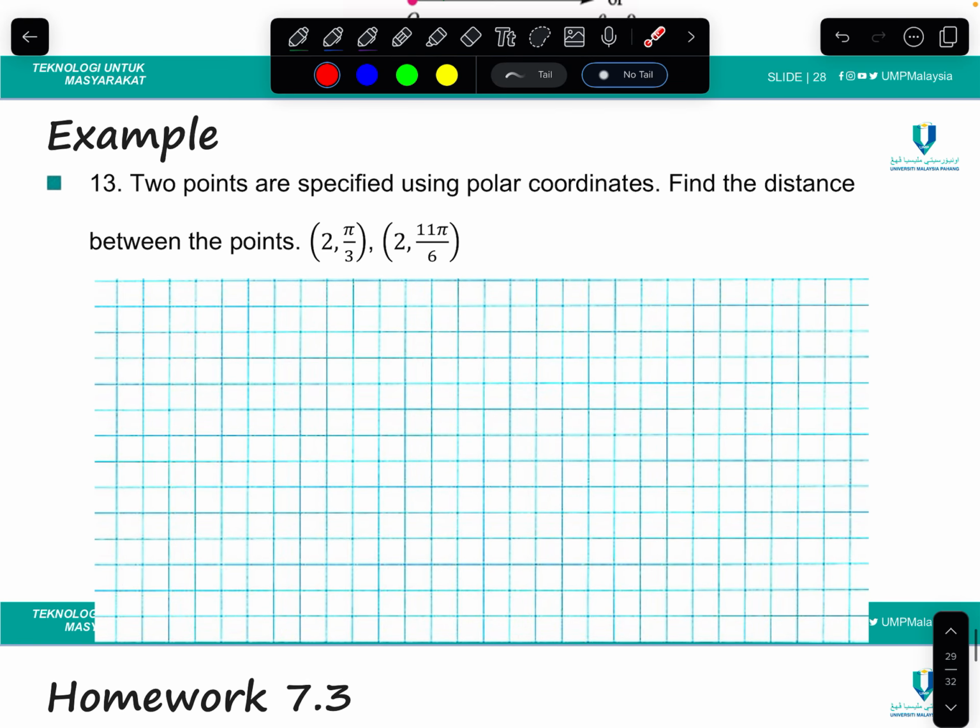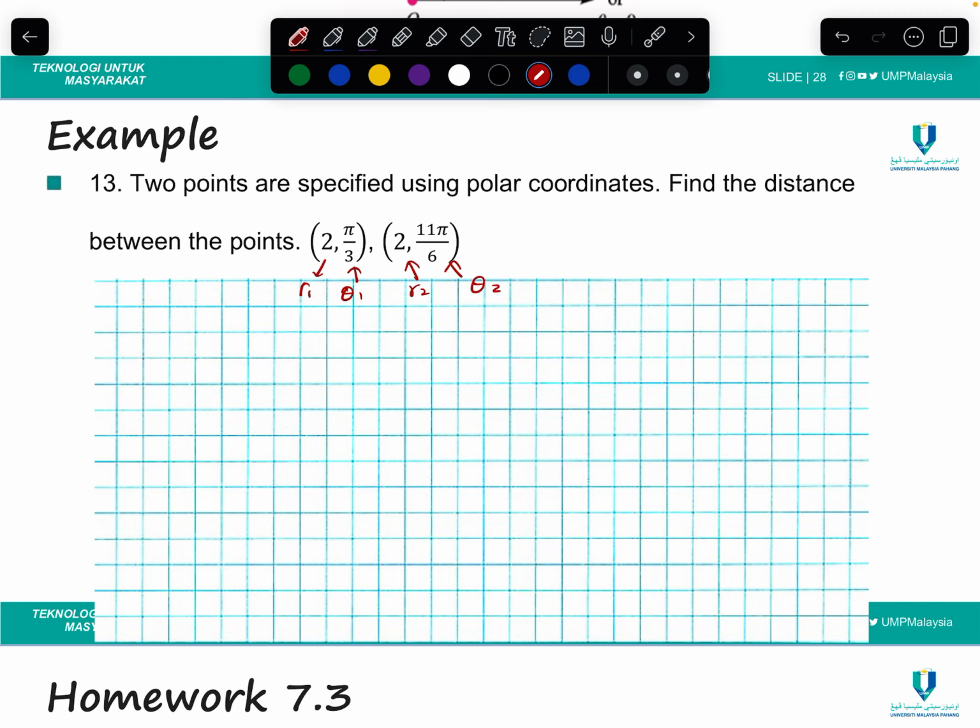Let's solve question 13. 2 points are specified using polar coordinates. Find the distance between the points. So we can denote the first element is R1 and this is theta 1. This is R2 and this is theta 2. The formula of finding distance, D square equal R1 square plus R2 square minus 2R1 R2 cos theta 2 minus theta 1.